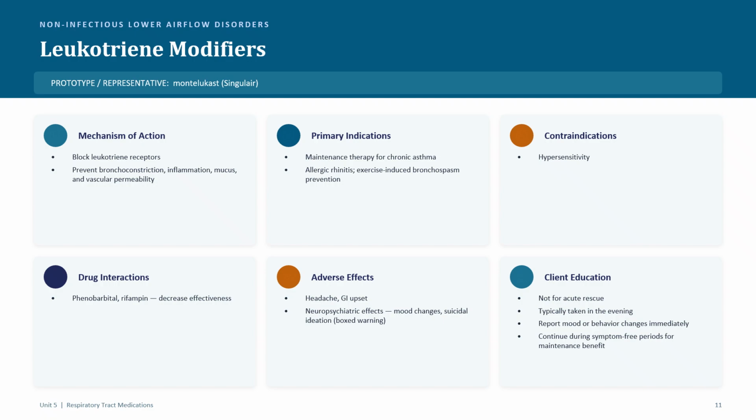So just a quick refresher, leukotrienes are inflammatory chemicals released during an allergic or asthmatic response to cause bronchoconstriction, swelling, and extra mucus. So if you block their response, or if you block their receptor, you blunt that whole cascade. So it is a pill that's taken daily, typically in the evening.